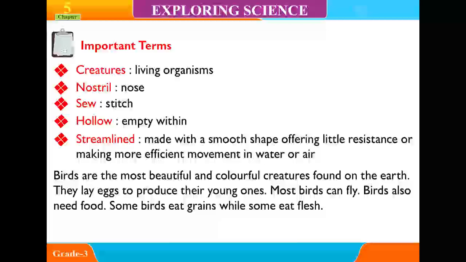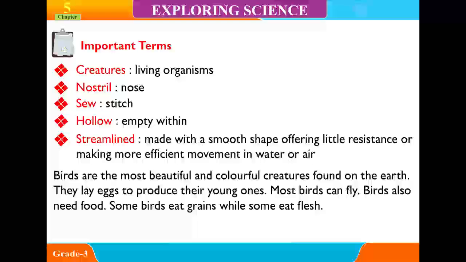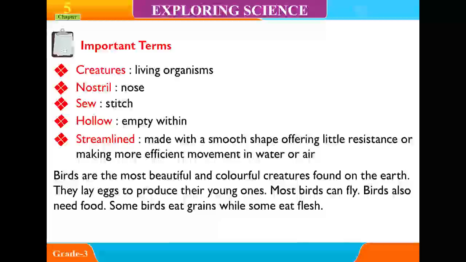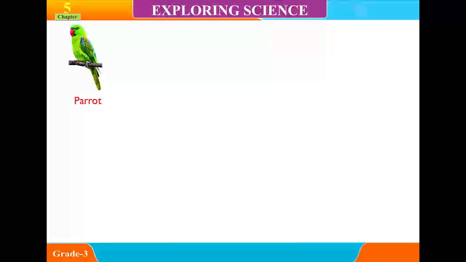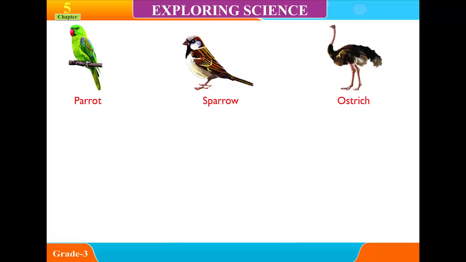Birds are the most beautiful and colorful creatures found on the earth. They lay eggs to produce their young ones. Most birds can fly. Birds also need food. Some birds eat grains while some eat flesh. Parrot, sparrow, ostrich. Body structure of a bird.